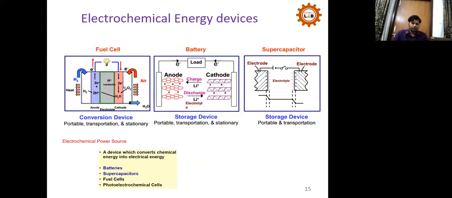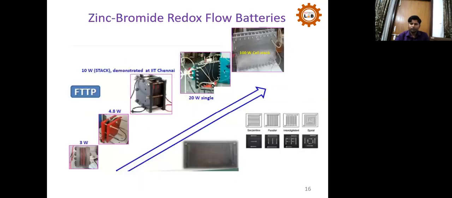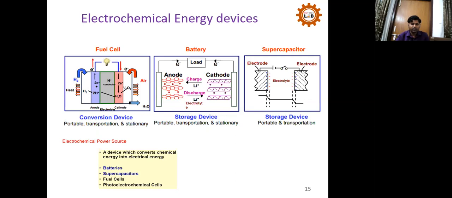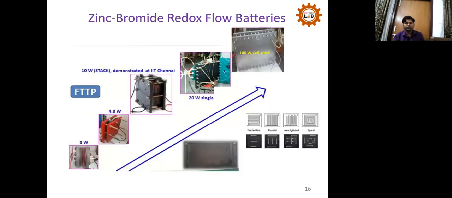Electrochemical power sources are devices which convert chemical energy into electrical energy. Here you have seen fuel cells, which are similar technologies to batteries, along with supercapacitors. I will talk a little bit about them in coming slides. In this slide, earlier I talked about redox flow batteries, and this shows one kind of redox flow battery and how it looks.